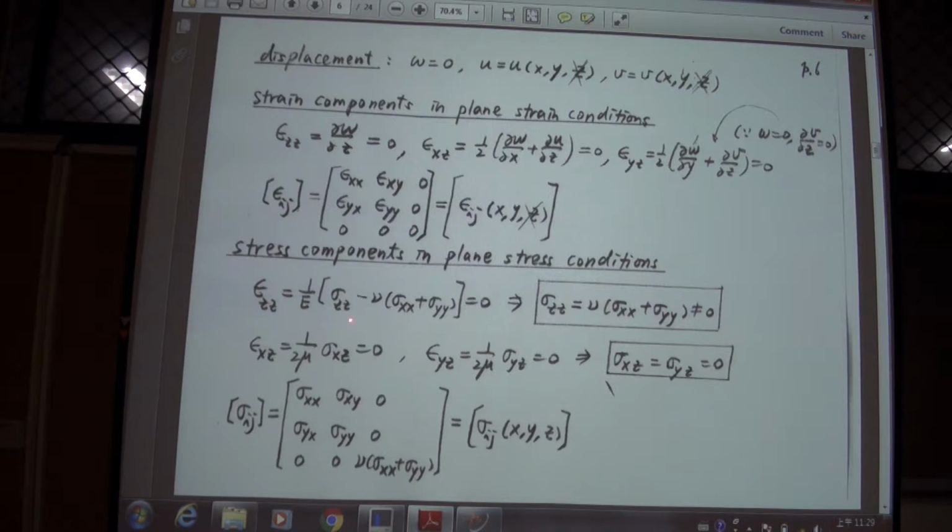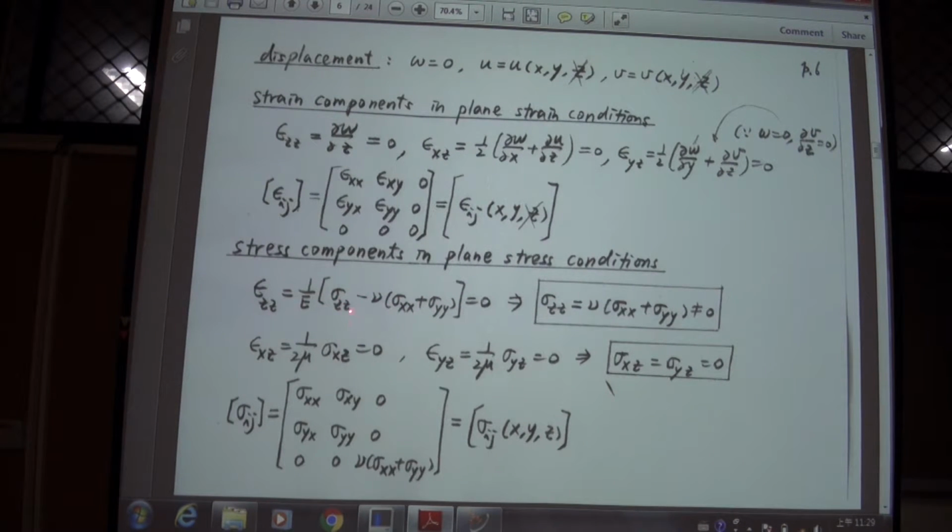Now, how about the normal stress component? We look at this relation: epsilon ZZ equal to 1 over E times this formula. Now, epsilon ZZ equals 0, as we have mentioned before. So we have a mathematical formula to relate all these stress components.